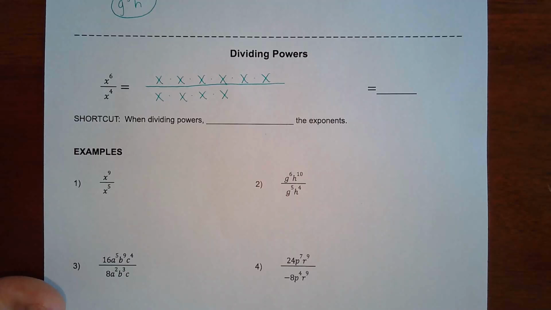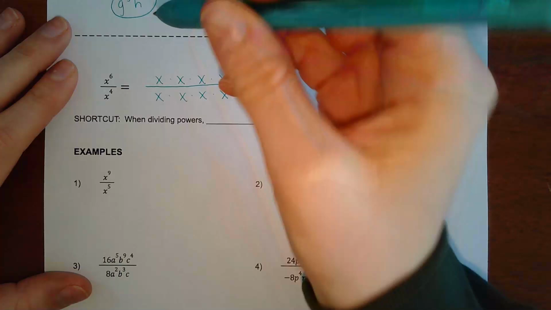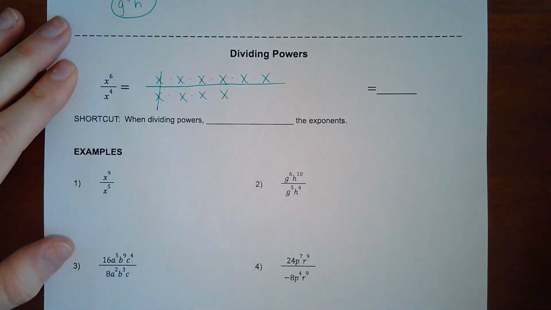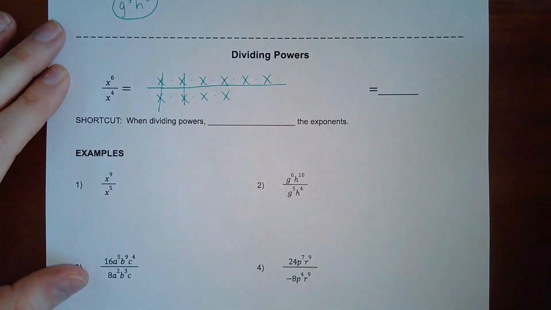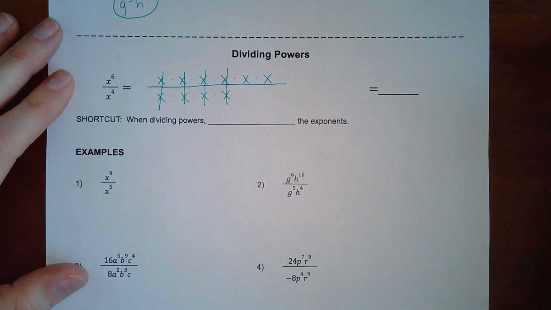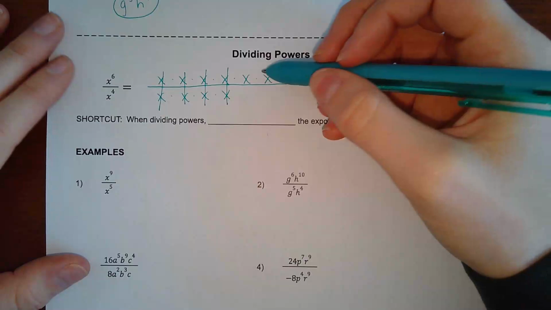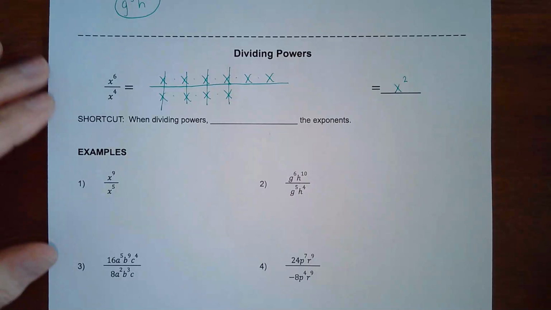Something we know to be true about fractions is if we have the same thing on top and bottom, those things will actually cancel each other out. So any pairs of x's where I have a matching one on top and bottom, those would actually cancel and go away. Out of my pairs, 4 cancel and we're left with 2 x's, so I could write that as x squared.